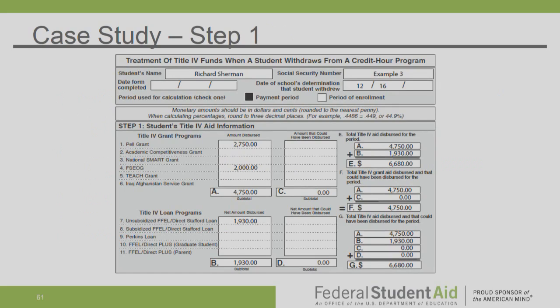So step one, you can see the worksheet here. This is the top of the worksheet where we're identifying the funds that are included in the calculation. As we mentioned before, this is a standard term program, so the school has marked the payment period box. You can see that in the middle of the screen near the top. And then note that Richard's entire Pell, SEOG, and direct loan disbursements are all included in the disbursed column of the calculation. And the total of all the funds that Richard was disbursed, or could have been disbursed, which in this case is nothing, is tallied in box G there at the lower right-hand corner of the screen, $6,680 total.